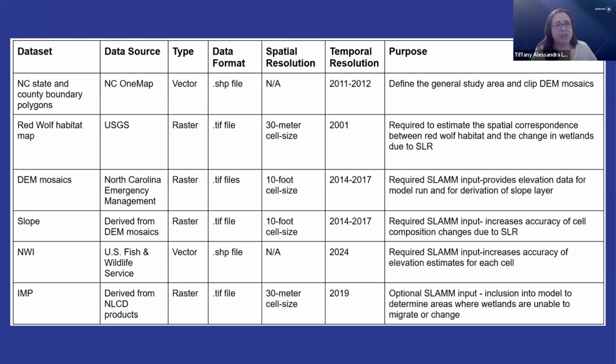This is an overview of the initial data sets that I used in the study. Most of them were required for use in the model that I will tell you a little bit more about in a moment, called SLAM. And then the rest were used for the overlay analysis to determine the spatial relationships. You can see I had a variety of different vector and raster files, but in the end, all that was used were raster files. And the final resolution of the project was a 30-meter cell size.